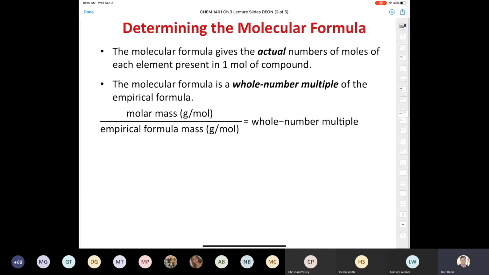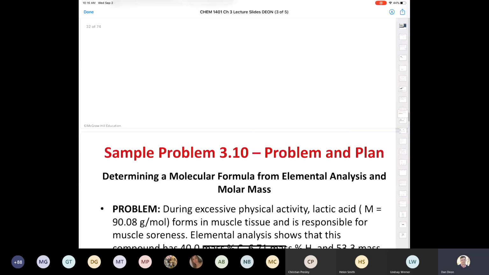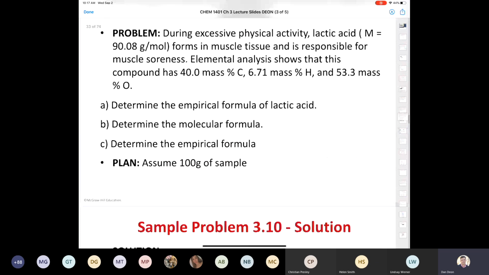If we wanted to figure out how to determine a molecular formula, we would take the molar mass, the mass of 1 mole, divided by the empirical mass, and whatever whole number multiple we get, we multiply that by the empirical formula to get the molecular formula. If you're like, what? Well, the best way to figure out anything in chemistry is to take a look at an example.